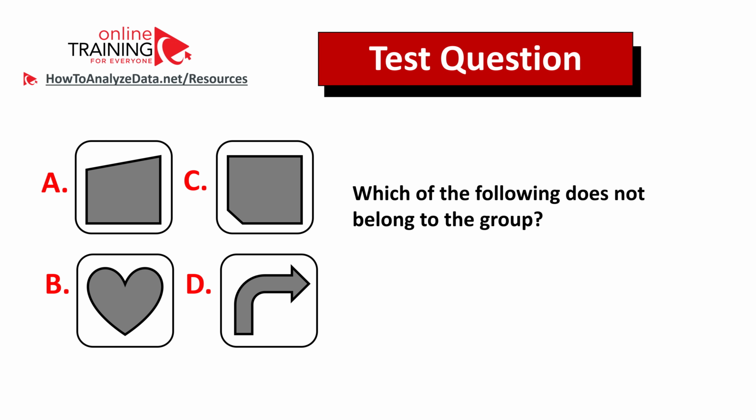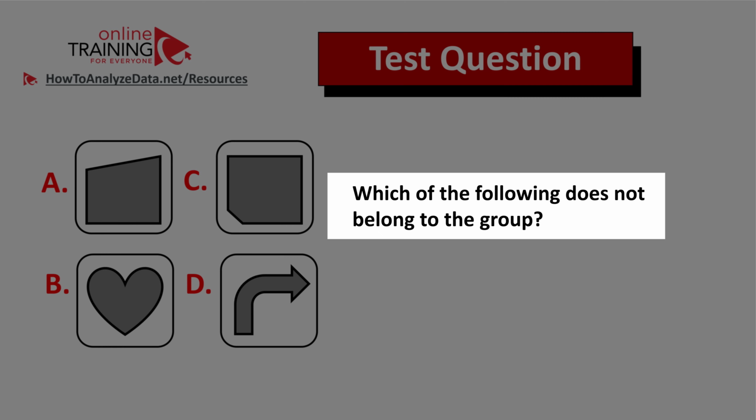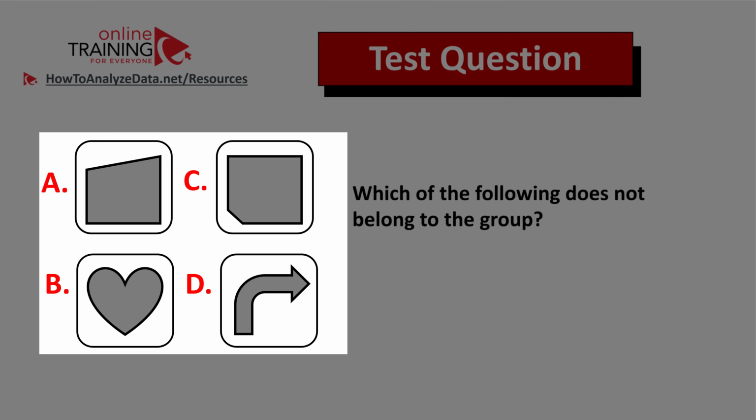And now here's the question for you to try. Which of the following does not belong to the group? I have full confidence that you can solve this challenge from the real test by yourself. You're presented with 4 different rounded squares. Each one has a shape inside. Choices A, B, C, and D.